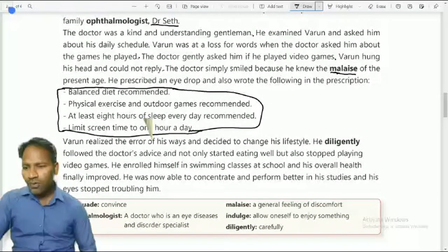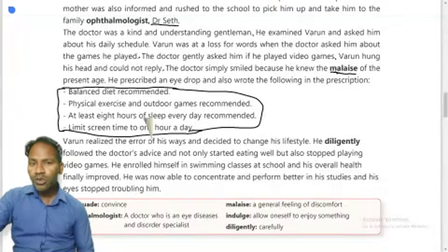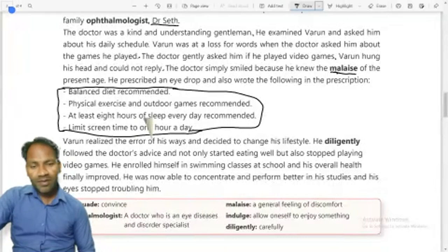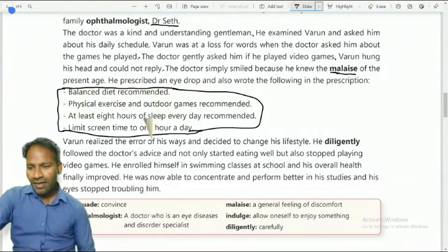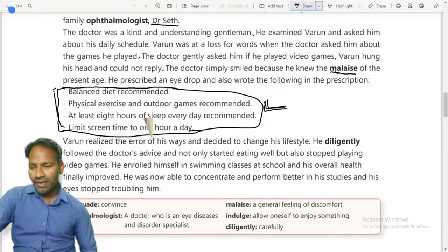These tips are: balanced diet recommended. If you are also playing video games and have a habitual devotion to them, a balanced diet is recommended. Physical outdoor games recommended. At least 8 hours of sleep every day recommended. Limit screen time to 1 hour a day. These things the doctor recommended to Varun. So if you are also addicted to video games, these things are recommended to you and you definitely have to overcome that problem.